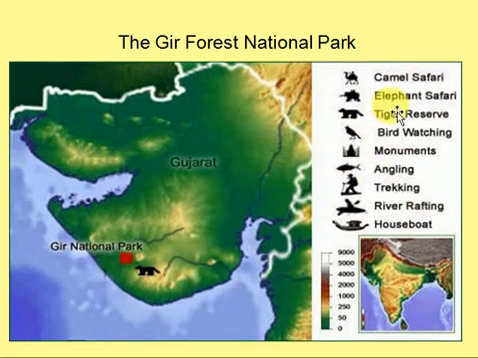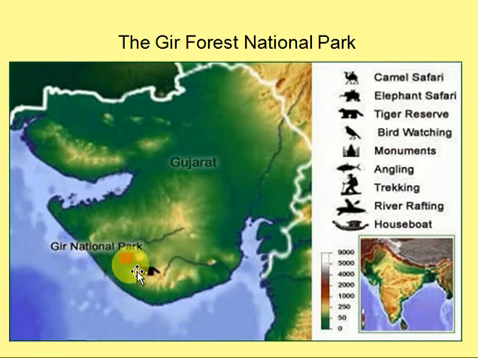So these animals you can find over here. Activities also include camel safari and elephant safari. You have the tiger reserves, bird watching activities, and monuments also available in this area. Trekking you have, river rafting, houseboats, and various other activities. And you can see the location of the Gir National Park in Gujarat.